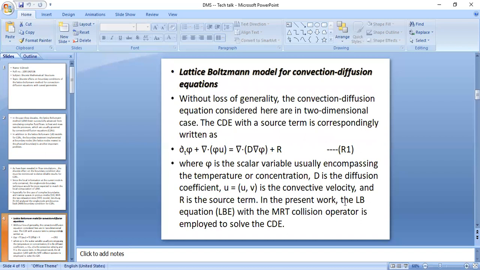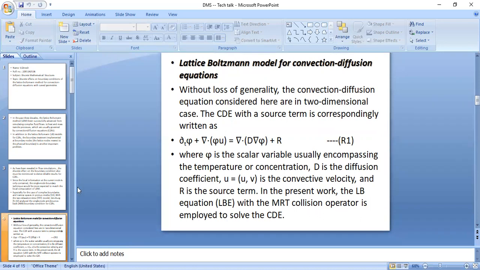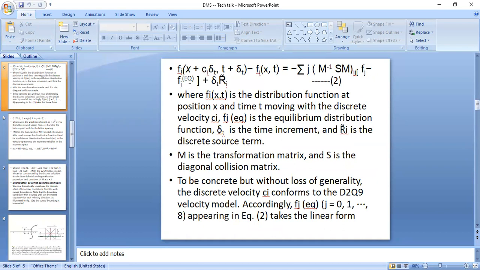In the present work, the LBE with the MRT collision operator is employed to solve the CDE. fi(x + ci Δt, t + Δt) − fi(x, t) = −Σj (M⁻¹ S M)ij (fj − fj^eq) + Δt Ri. This is equation 2, where fi(x, t) is a distribution function at the position x and time t moving with a discrete velocity ci.